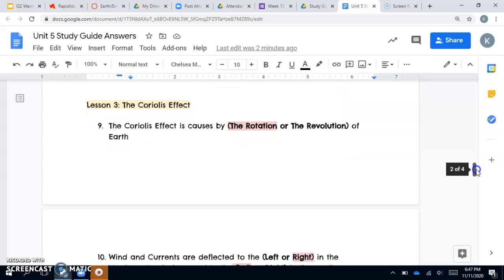Lesson 3 was on the Coriolis effect. And just a reminder, the Coriolis effect is caused by the rotation of the Earth. Rotation is the spinning of Earth on its axis, and it causes the deflection of the winds and the ocean currents. Revolution is the movement of the Earth around the sun. It's what causes our years. So the Coriolis effect is caused by the rotation of Earth on its axis.